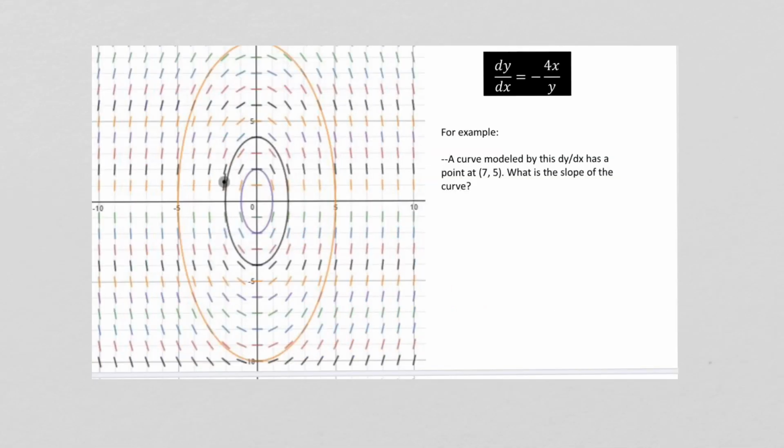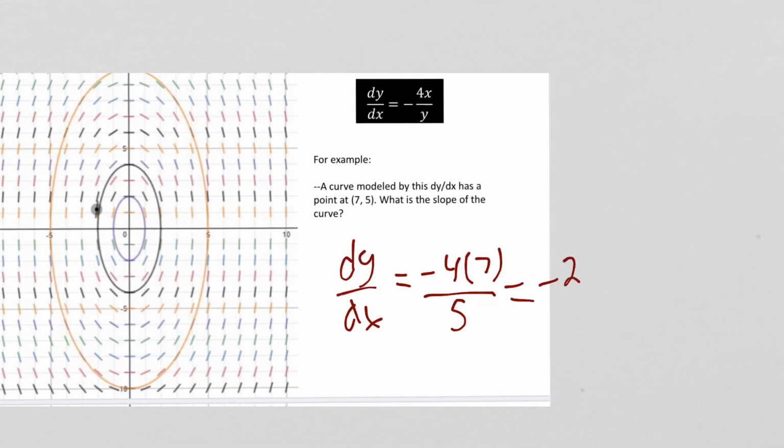Okay, so for example, if a curve modeled by this dy/dx has a point at (7, 5), what would the slope of that curve be? Well, we can just plug this into our dy/dx. We get negative 4 times 7, that is x, over 5. So that's negative 28 over 5.